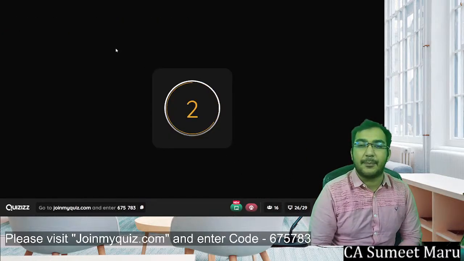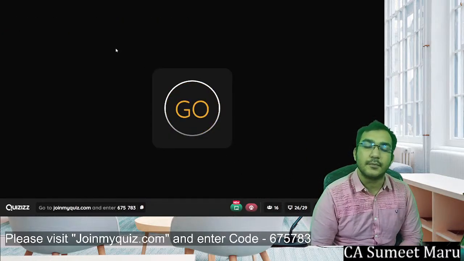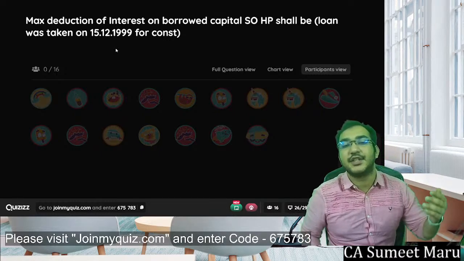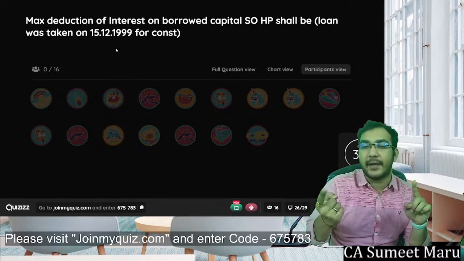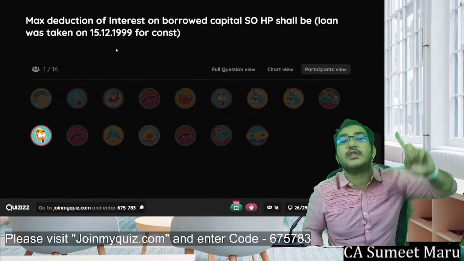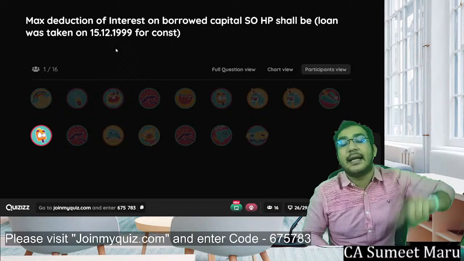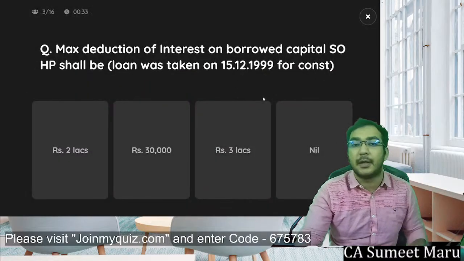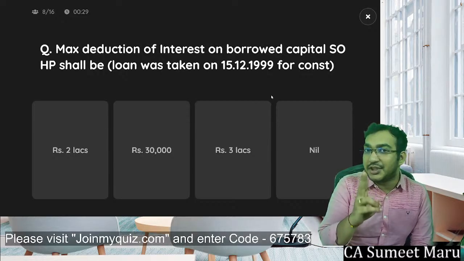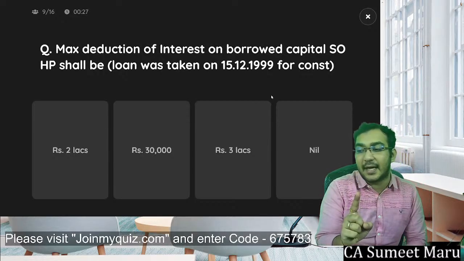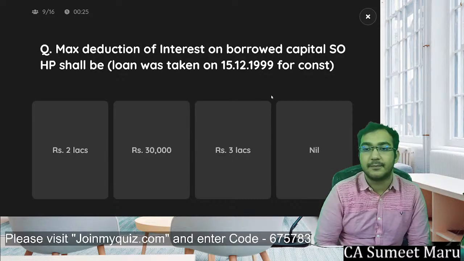Question number 26. Everyone got this wrong here. Maximum deduction of interest on borrowed capital for self-occupied house property shall be: loan was taken on 15/12/1999 for construction purpose. Pay attention to the date. Don't answer carelessly. It's really very important.